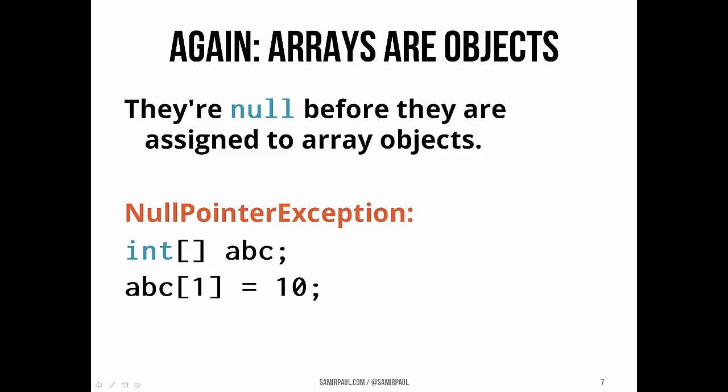Array variables are null before they're assigned array objects. Now, if we don't assign an array object, we can actually get a null pointer exception, just like we're working with the instances of a class like we looked at earlier in our course. So as an example, here if I have an int array variable called ABC, I've declared it, but I haven't instantiated it to anything. If I try to index into the array and access element 1 and say element 1 equals 10, well, I'm going to get a null pointer exception because I never actually instantiated the array to begin with.